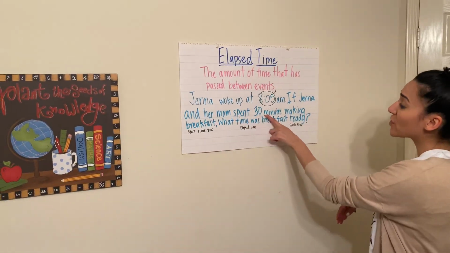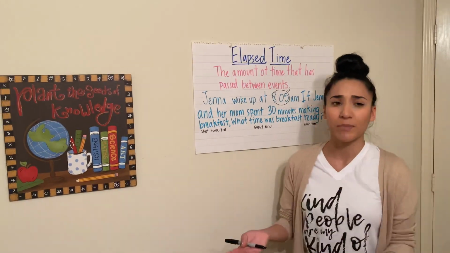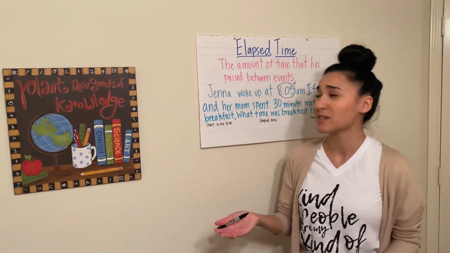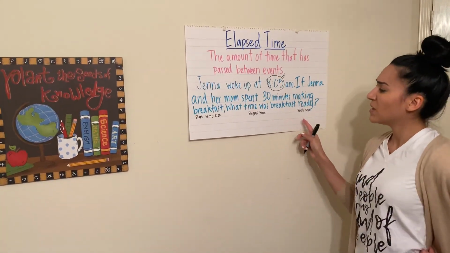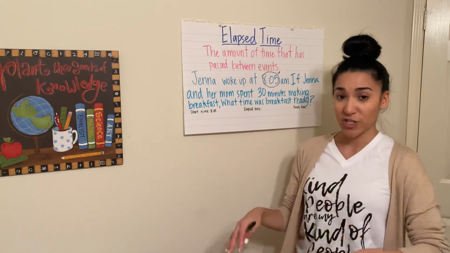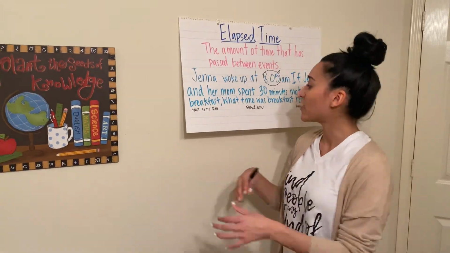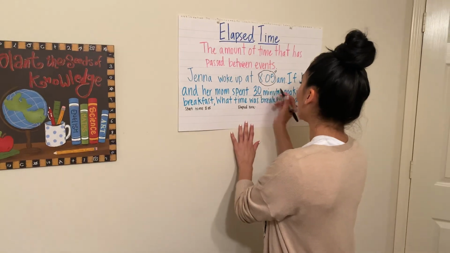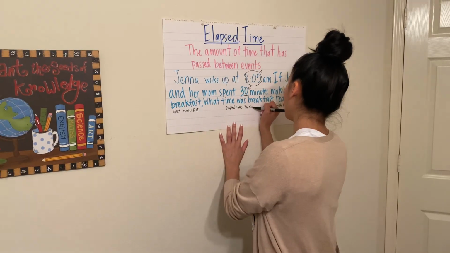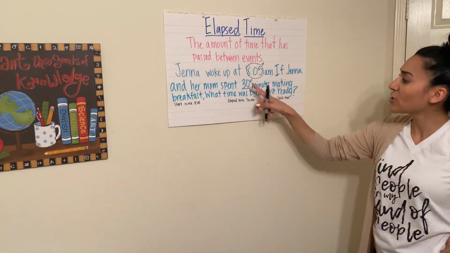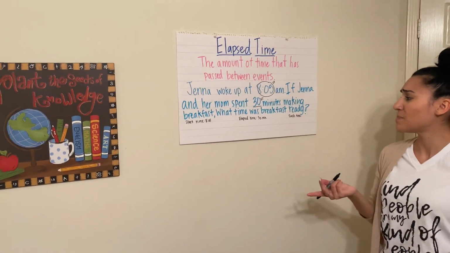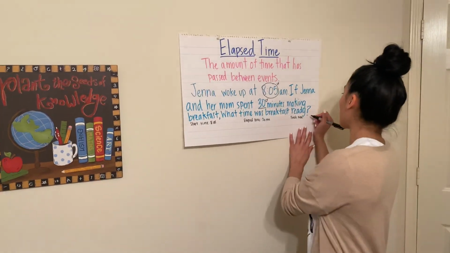If Jenna and her mom spent 30 minutes making breakfast, 30 minutes, well, that must be the amount of time that it took for them to make breakfast. So that wouldn't be our finish time. That would be our elapsed time, how much time it took for her to get from right when she woke up to then get to the end of making breakfast. So that's going to be our elapsed time. So we're going to go ahead and put ET for elapsed time. We're going to fill it in, 30 minutes. Okay. If it took her 30 minutes to make breakfast, what time was breakfast ready? So they must mean, what is the finish time? So that's what we're looking for.